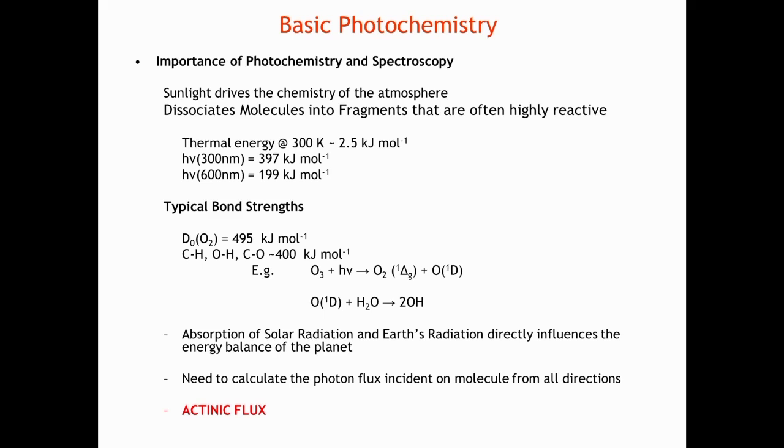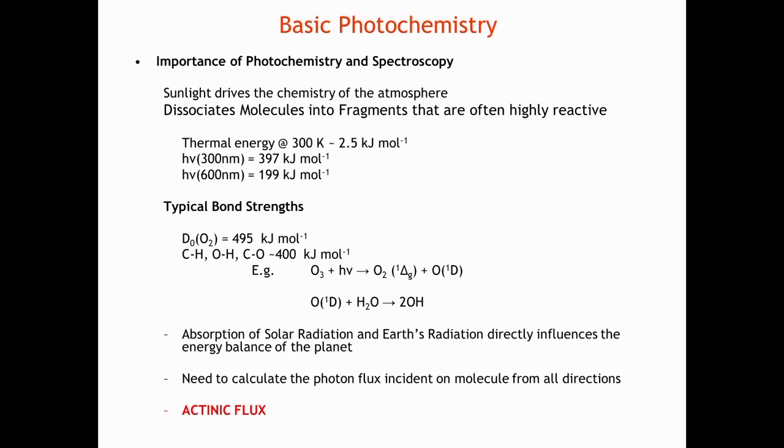So if we recall, the reason that photochemistry kicks off is that photolysis is initiated when photons of a sufficiently high energy impact on molecules that have weaker bonds than the energy supplied by the photon. Typical bond strengths of the order of a few hundred kilojoule per mole can have incident radiation of sufficiently high energy to break those bonds and initiate photochemistry.